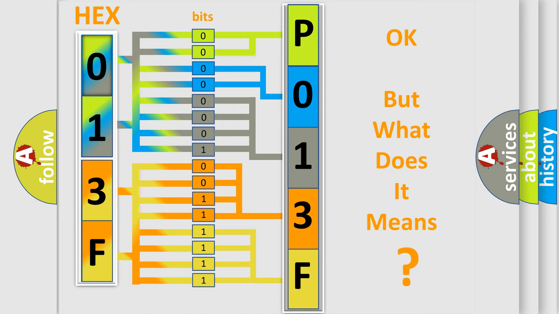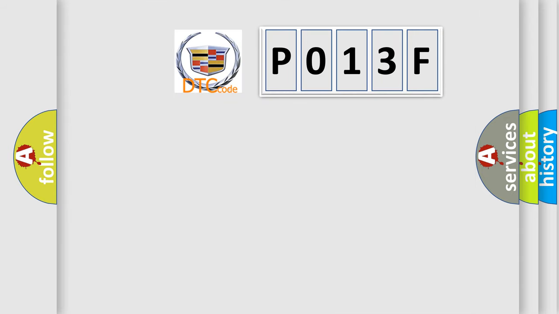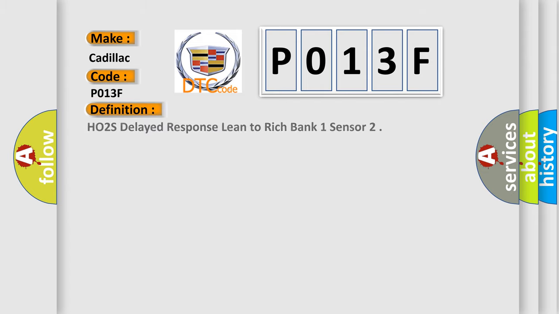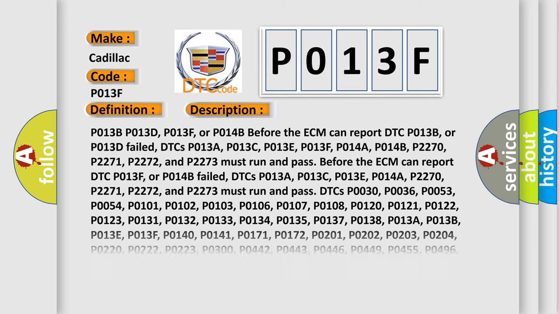The number itself does not make sense to us if we cannot assign information to what it actually expresses. So, what does the Diagnostic Trouble Code P013F specifically mean for Cadillac vehicles? The basic definition is HO2S delayed response lean to rich bank 1 sensor 1. And now this is a short description of this DTC code.